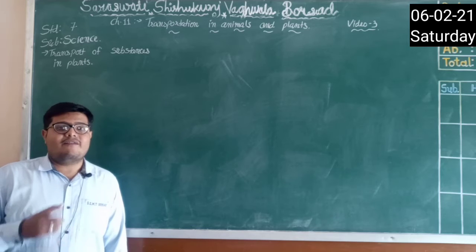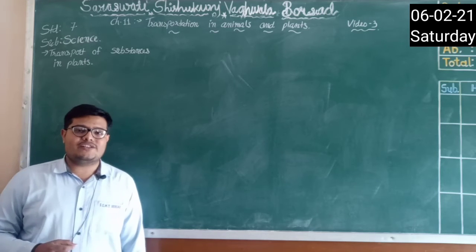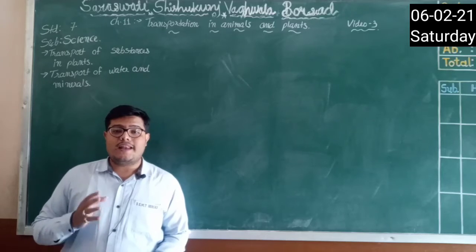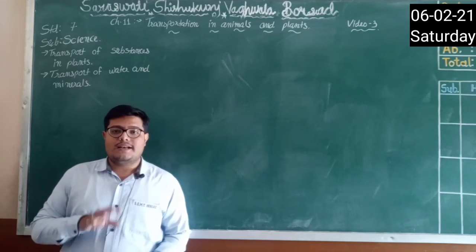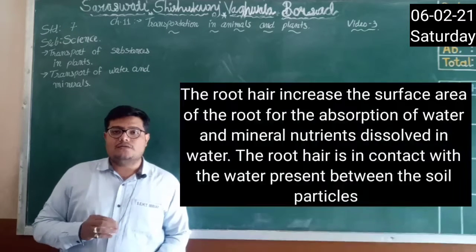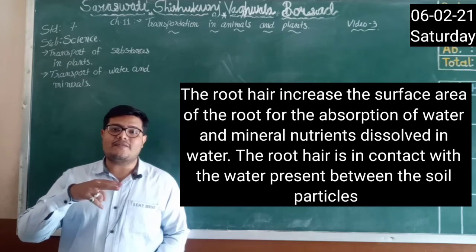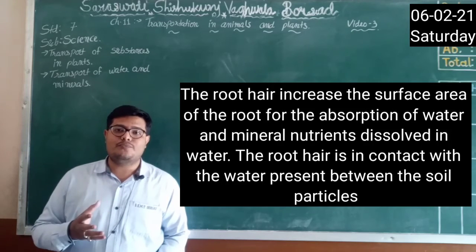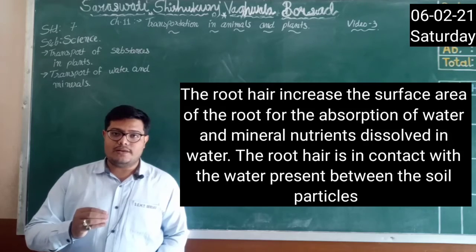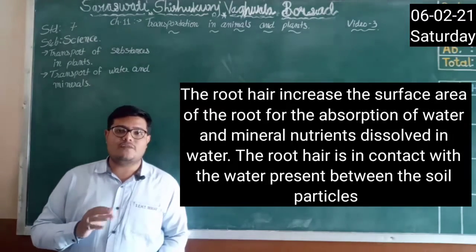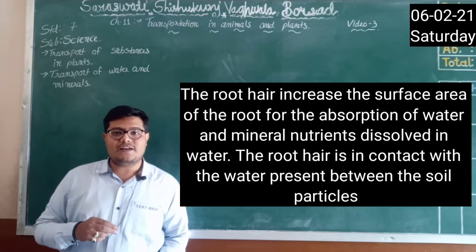So let's see, first of all, how water gets transported inside the plant. Plants absorb water and minerals with the help of roots. Now these roots have root hairs. The root hairs present on the root increase the surface area of the root for the absorption of water, minerals and nutrients which are dissolved inside the water.